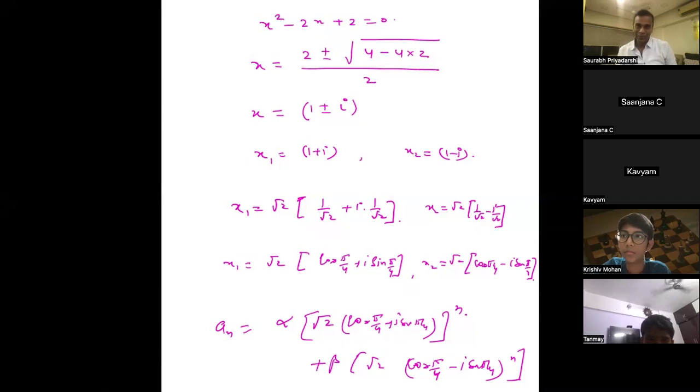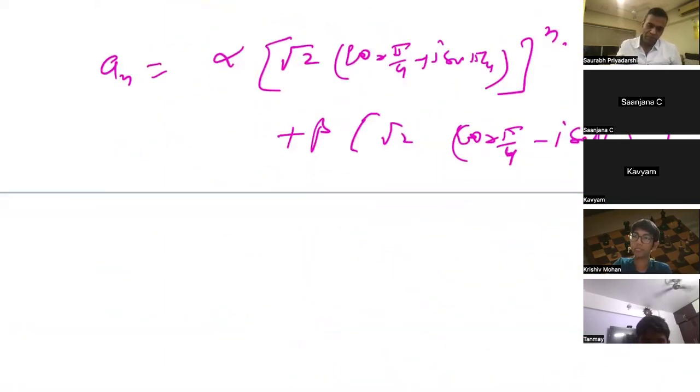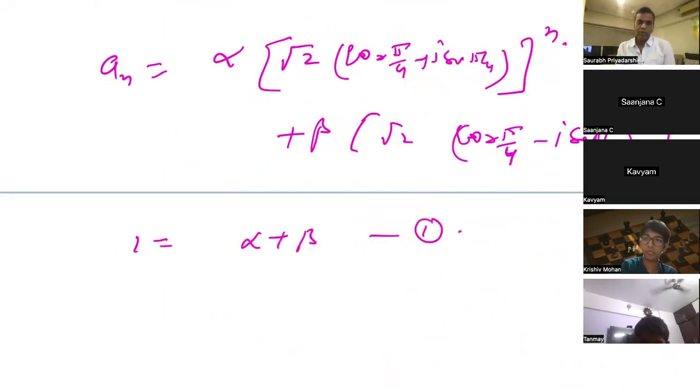That I will do. For that, I'm waiting. Everyone will note it down, na? Then I have to show that. So what is the value of alpha and beta coming? Now I have to find alpha and beta, right? If I put n equal to 0, this gives 1 equals alpha plus beta, the first equation.